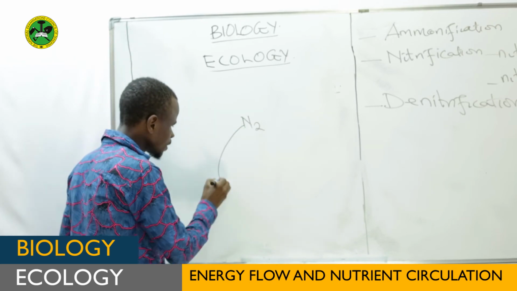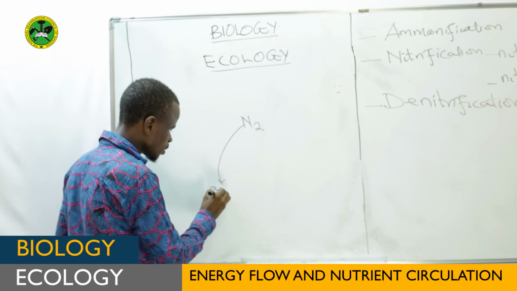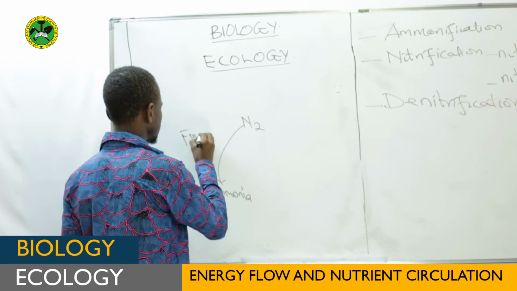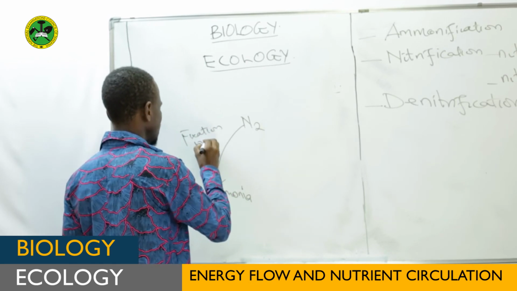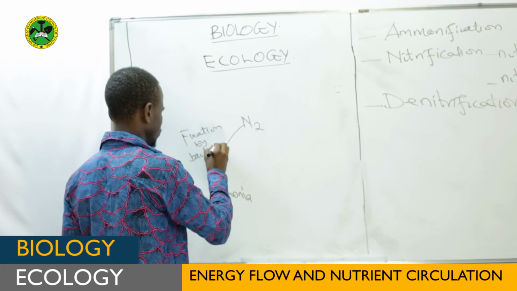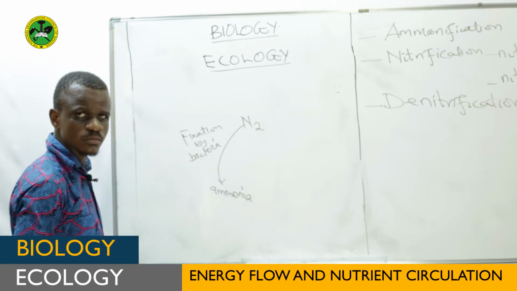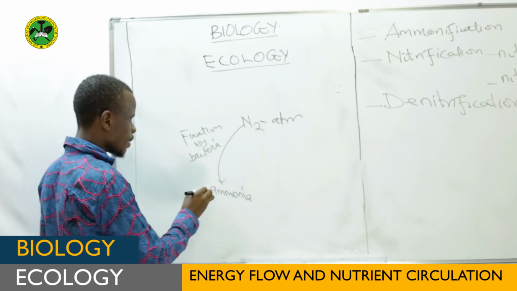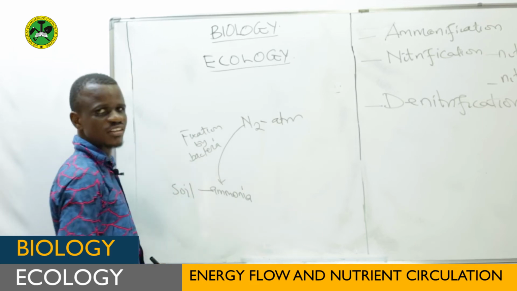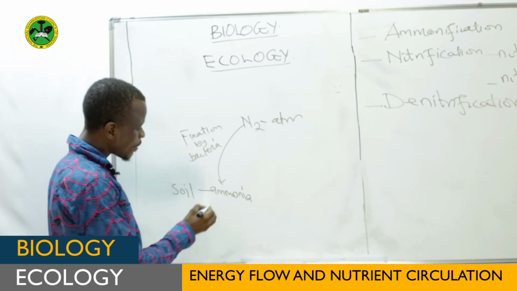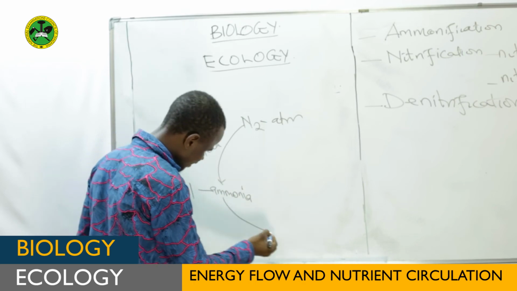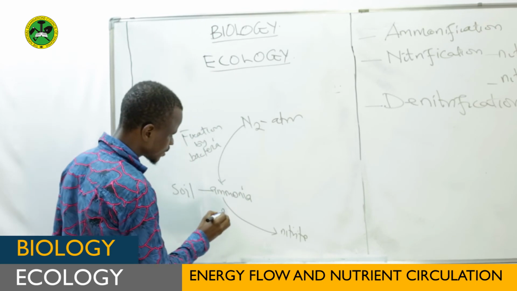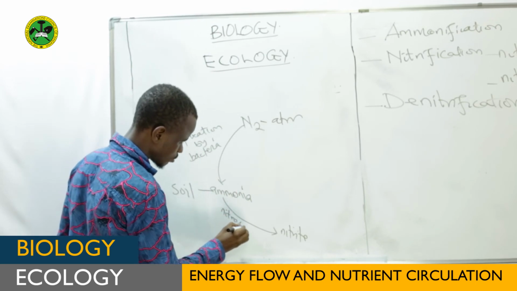where the process of fixation is done, and this one is converted to ammonia. Here, the process is fixation, which is done by bacteria. This one is present where? In the atmosphere. Ammonia now is present in the soil. Now, ammonia is converted to nitrite by bacteria, let's say called Nitrosomonas bacteria.